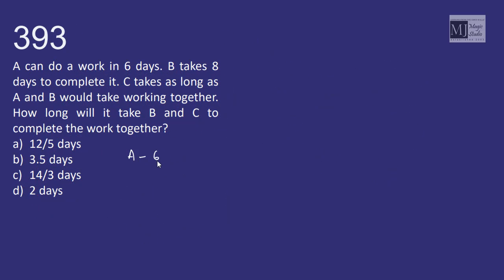A can do a piece of work in 6 days. B takes 8 days to complete it. C takes as long as A and B would have taken working together. So let's first find how much time is taken by A plus B working together. Product 48 by sum 14, that is 24 by 7 days. So that is the time taken by C.